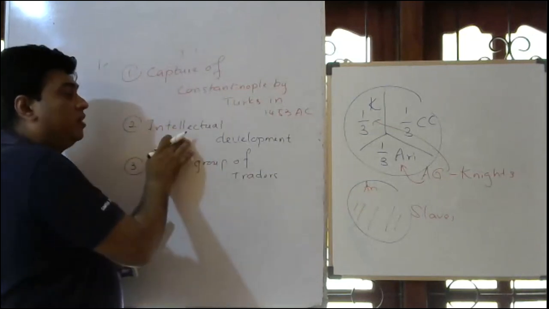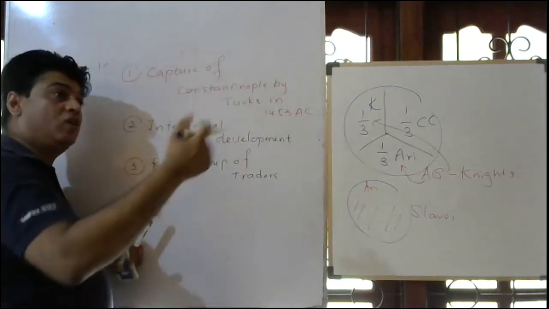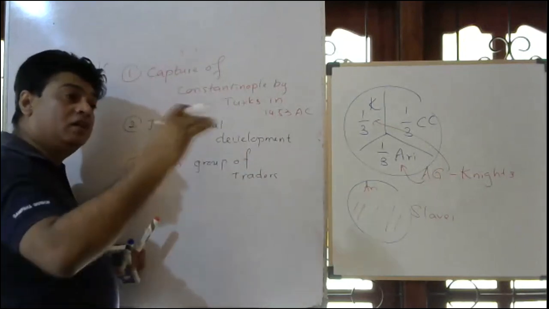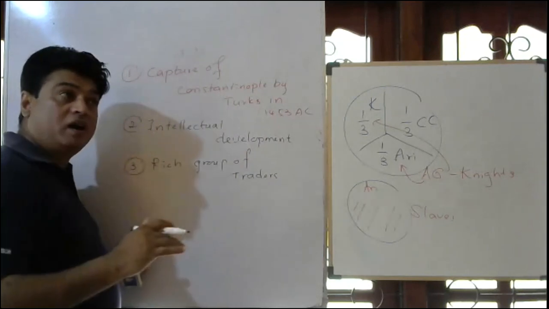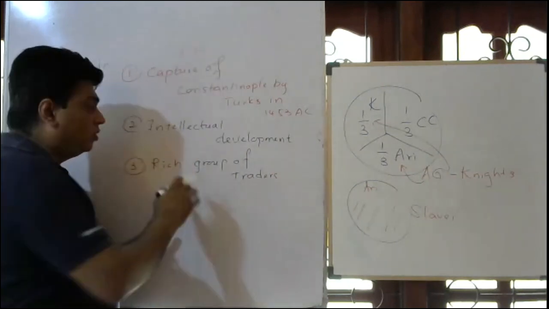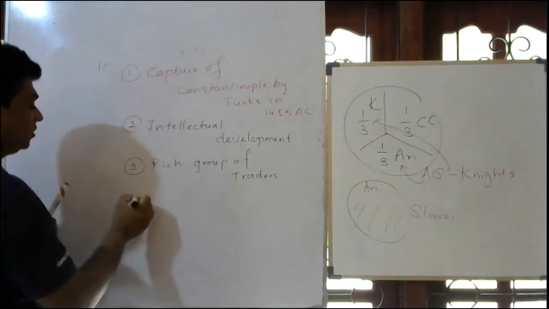Even this supported the development of intellectual development. So scholars, with the help of these rich people, started writing new books. They started giving birth to new dramas, new paintings, and all. So another reason. What is the fourth reason?